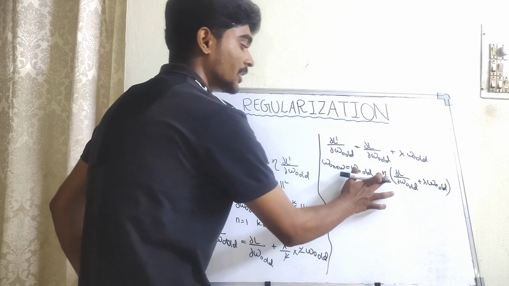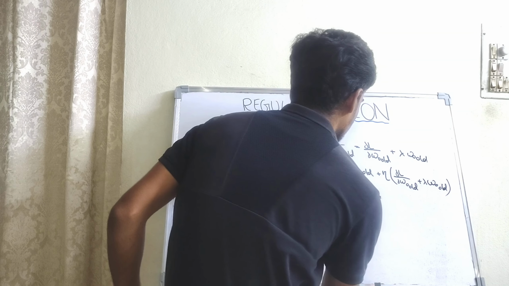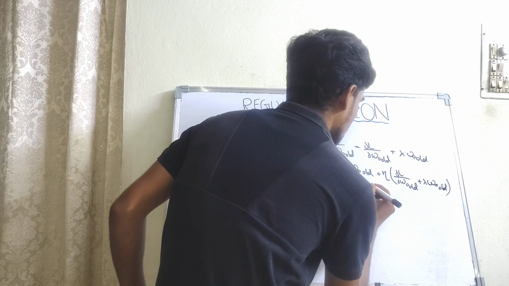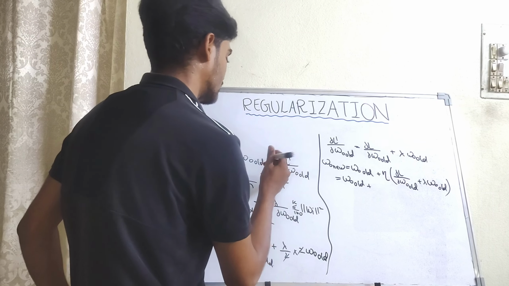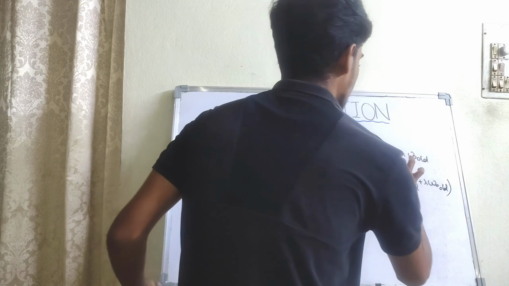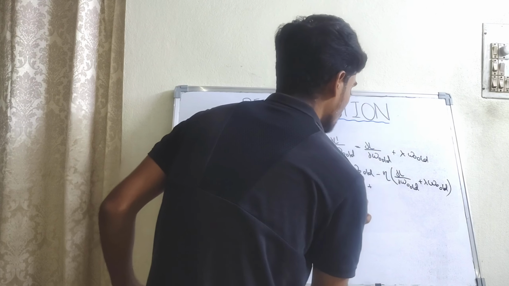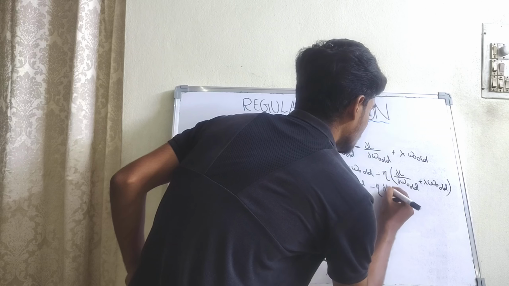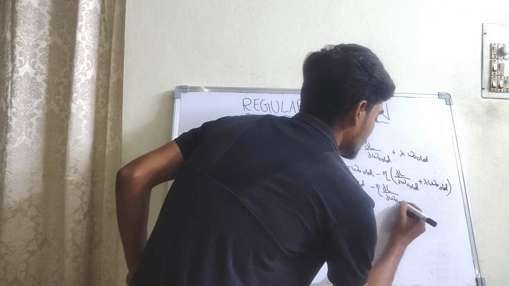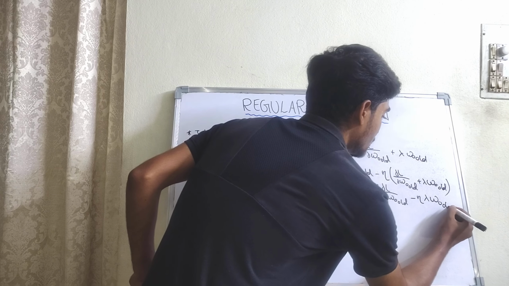Okay, now I'm multiplying my learning rate inside this square bracket. Actually, it's minus, sorry, it's my mistake. So w naught old minus learning rate dou L by dou w naught old minus n into lambda dou w naught old.